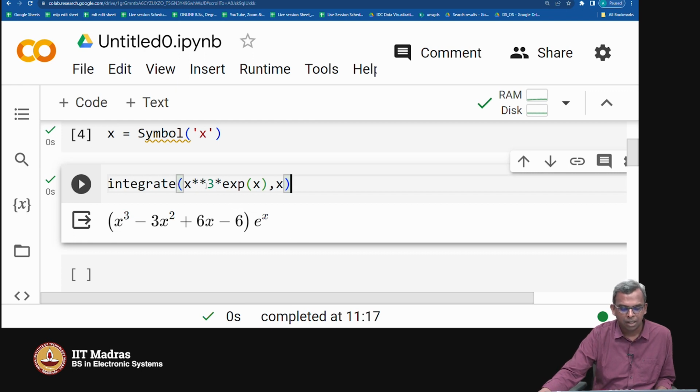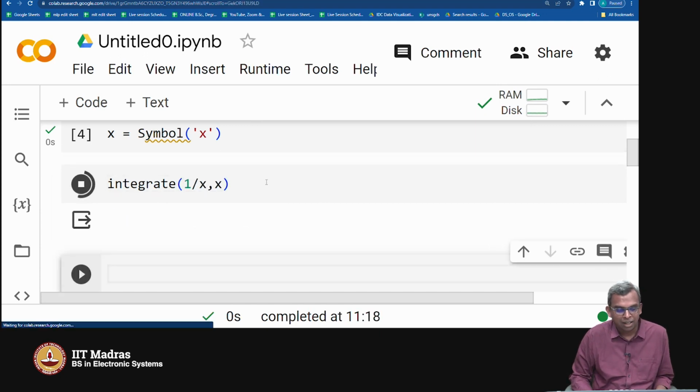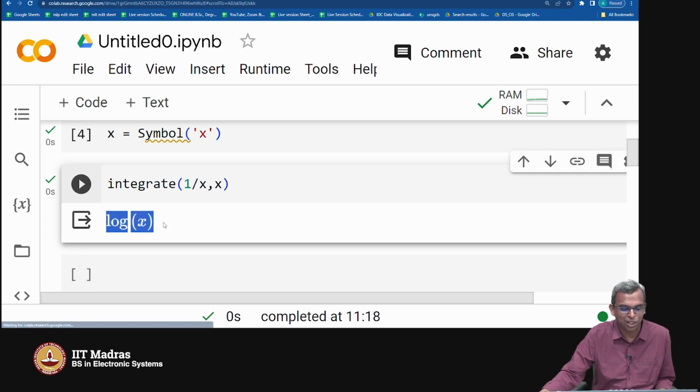SymPy has that. You can throw in a lot of things. For instance, we never saw this kind of function, 1 by x. How do you find the integral of 1 by x? And there comes the answer. It turns out log of x is the integral. We have not seen this function log so far. So you'll see that will work.